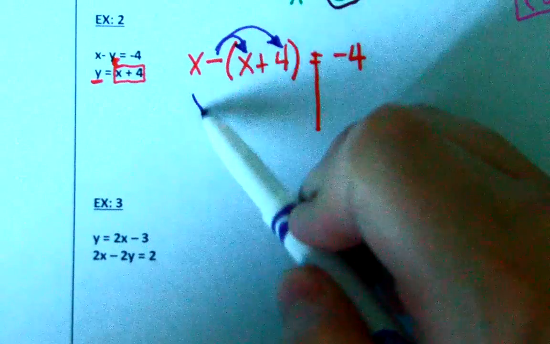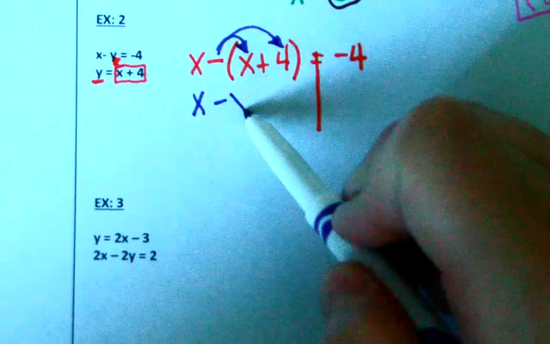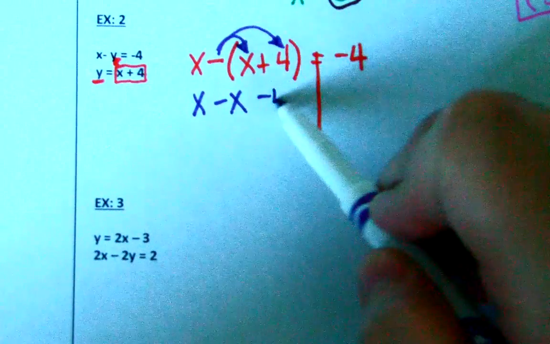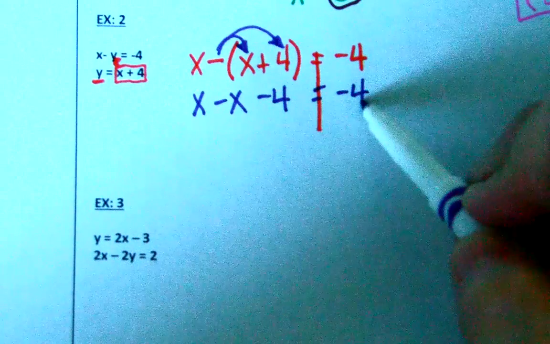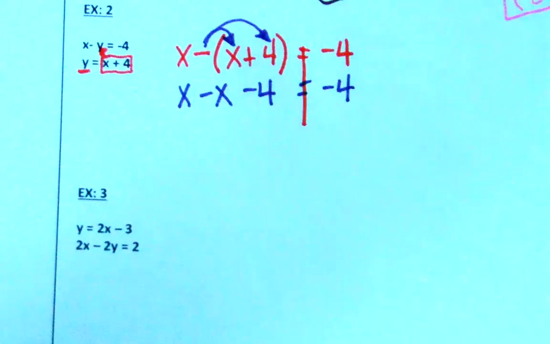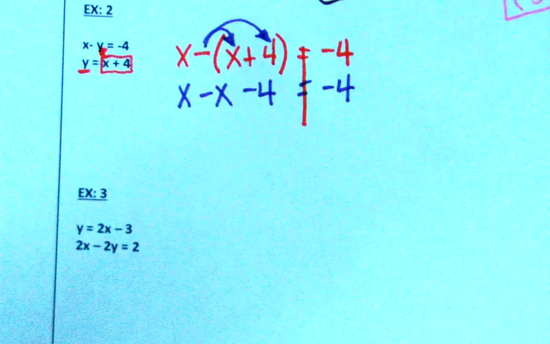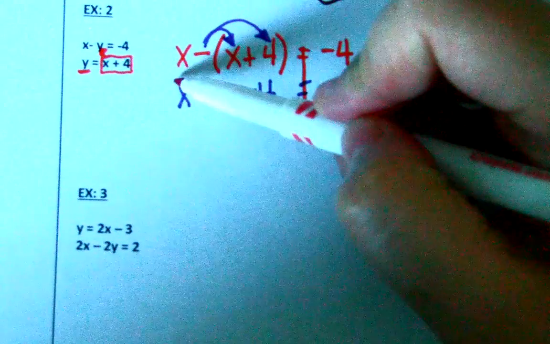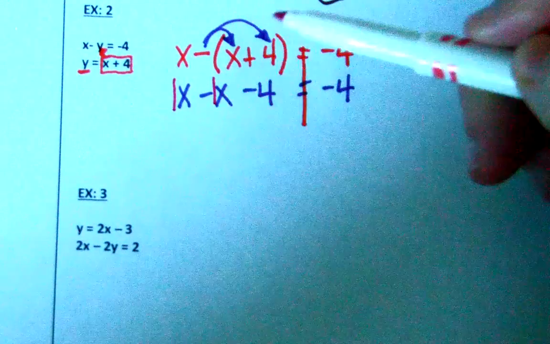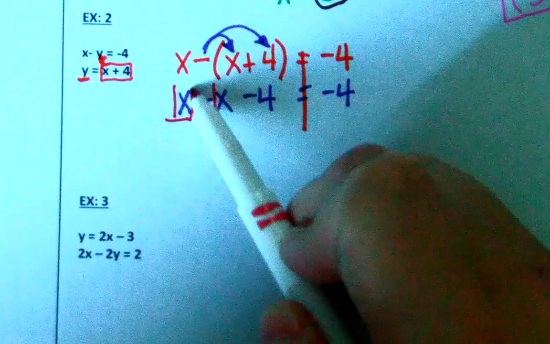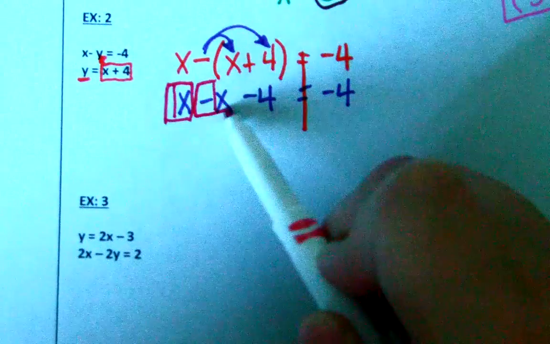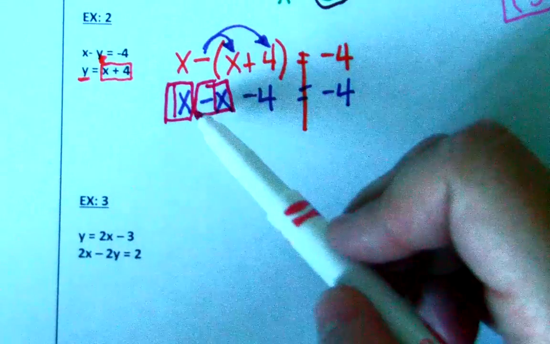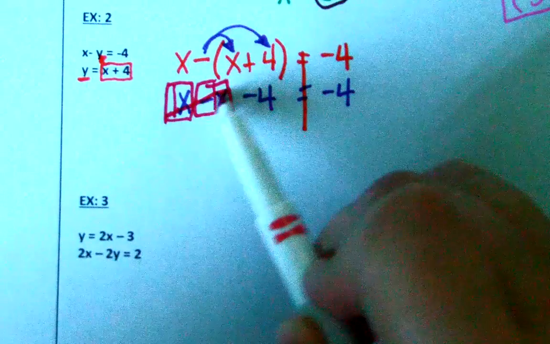And so you're left with x, and then negative times x is negative x, and then negative times 4 is -4, equals 4. And now again, we're going to combine like terms. Remember, there's a 1 in front of both of these x's. Remember, it's imaginary. So I'm going to combine 1 minus 1. Well, if you notice, 1 minus 1 is 0, so these cancel out.